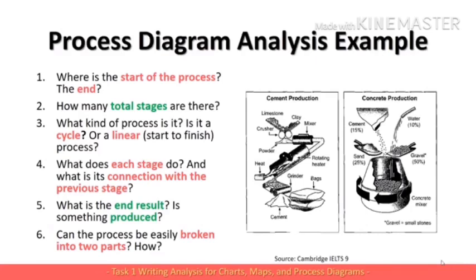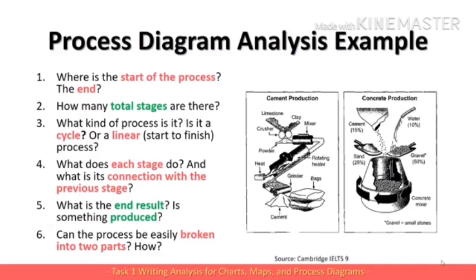Let's look at this process diagram. We actually have 2. On the left, we have cement production, and on the right, we have concrete production. All right, so we're making two different types of things. Very interesting. But let's look at this left one first.